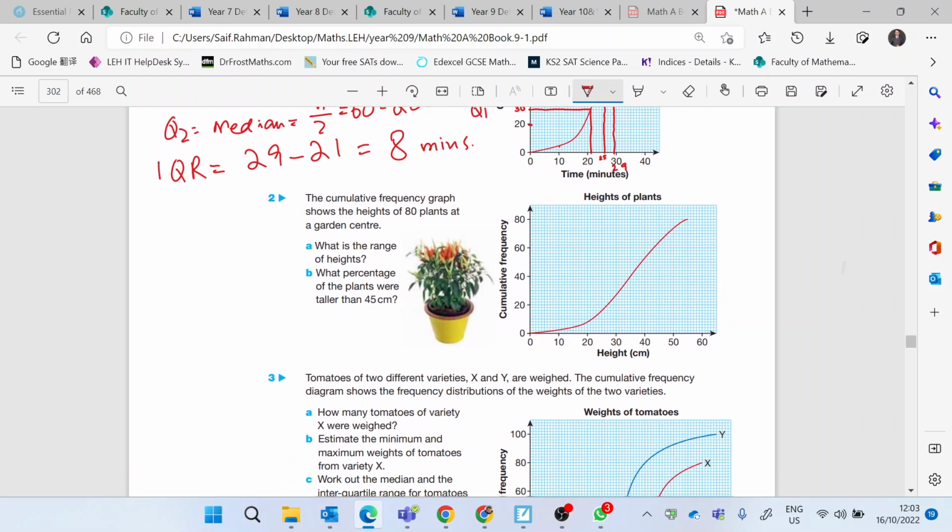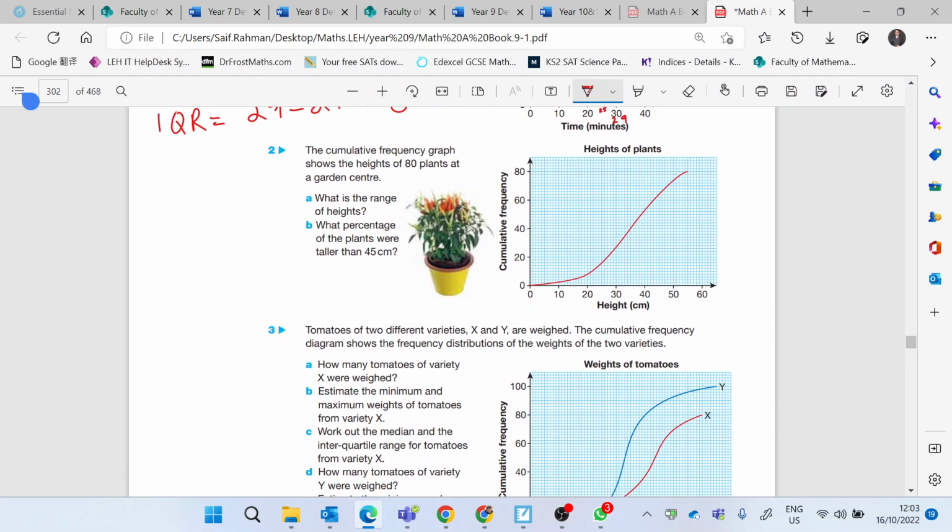Now let's go to the next question. In this question the cumulative frequency graph shows the height of 80 plants. The total number of plants is 80, and what is the range of heights? The heights have been given here from 0 to 60. The range, as we have discussed in previous videos, is 60 minus 0, that gives you 60.